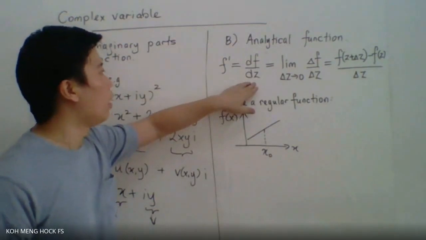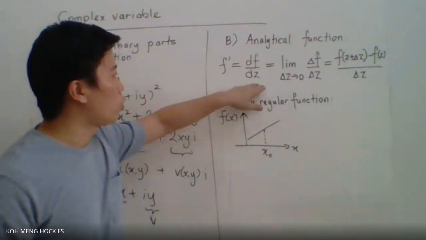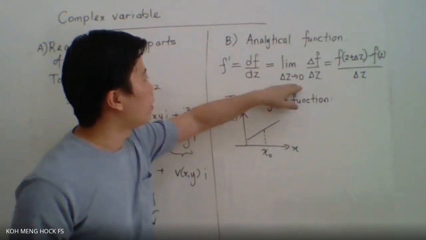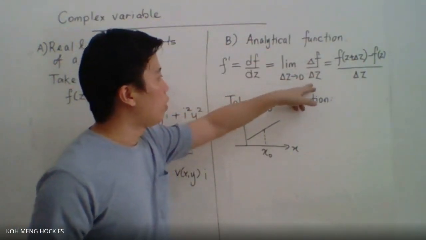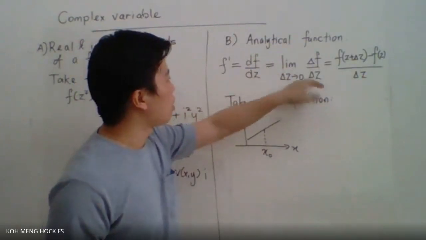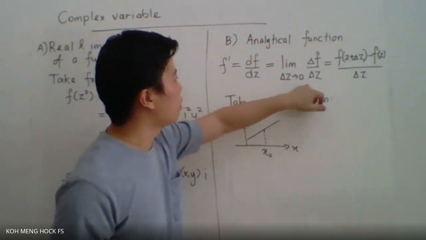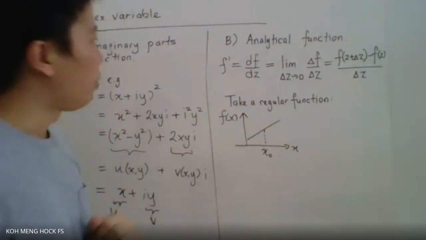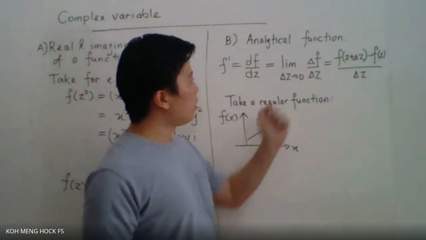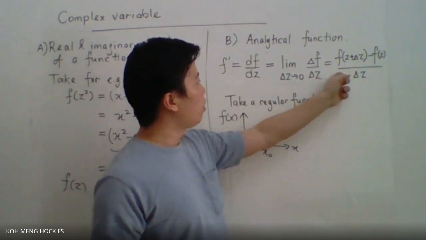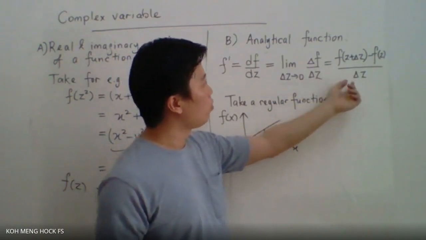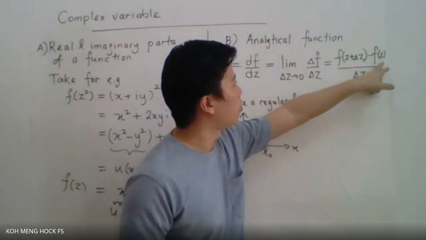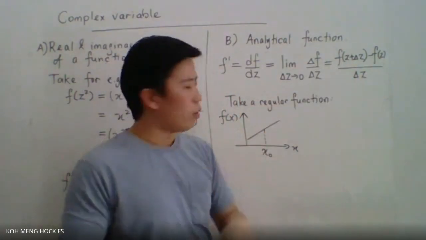There's nothing new. And again, the definition is the usual way that you define the differentiation. So you have this equals to delta f over delta z, when your delta z is approaching 0. So when your increment is very, very small. And this is going to be f(x plus delta x) minus f(x).